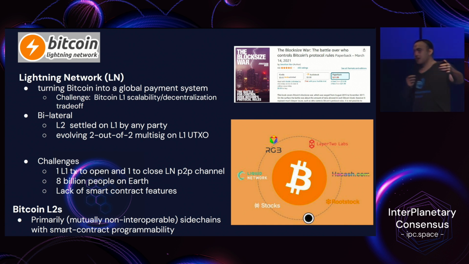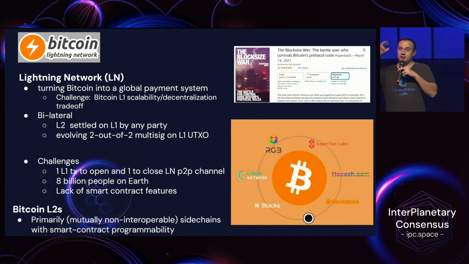Which tries to take Bitcoin from just being the anchor of money to a global payment system. And the challenge there is, of course, scalability and decentralization, because if you could do it, of course, you would scale L1 to support transactions for all people in the world. But that's not going to be decentralized, right? Because Bitcoin stores all transactions on every full node. So imagine that you store all transactions for 8 billion people on the planet, and you need to store them in every full node. So basically, this bloats the full node, and then you need to go to centralized solutions.